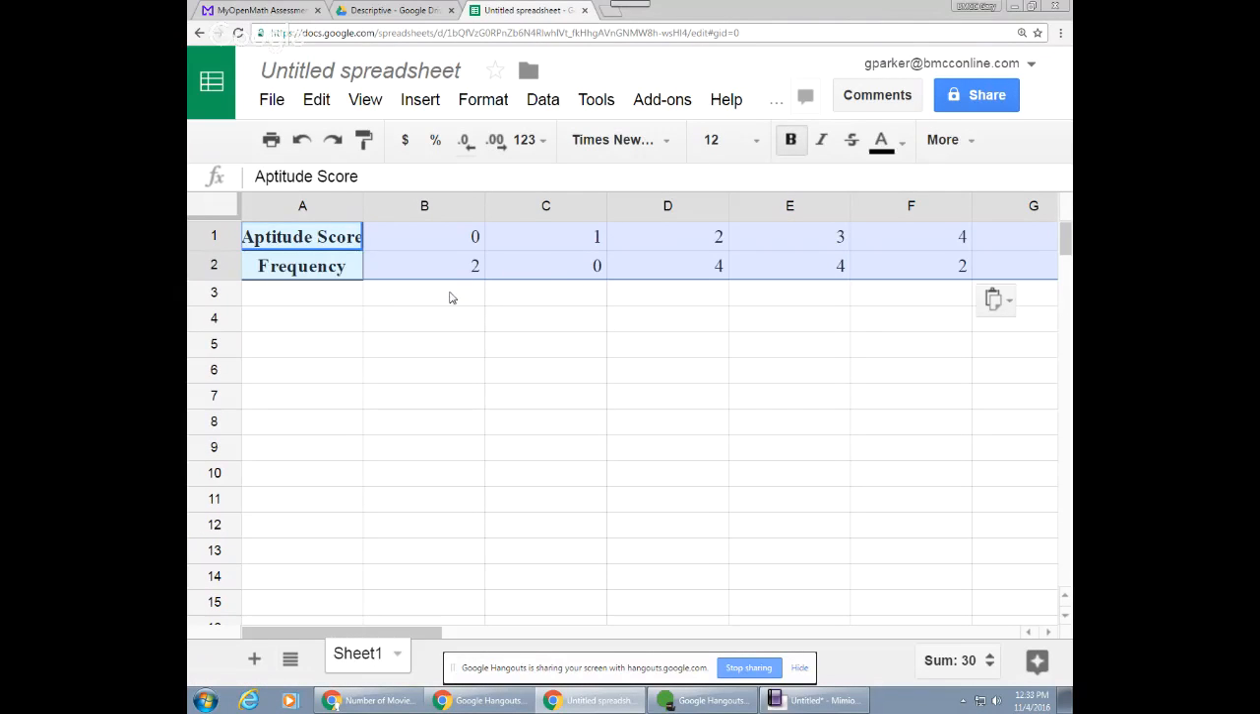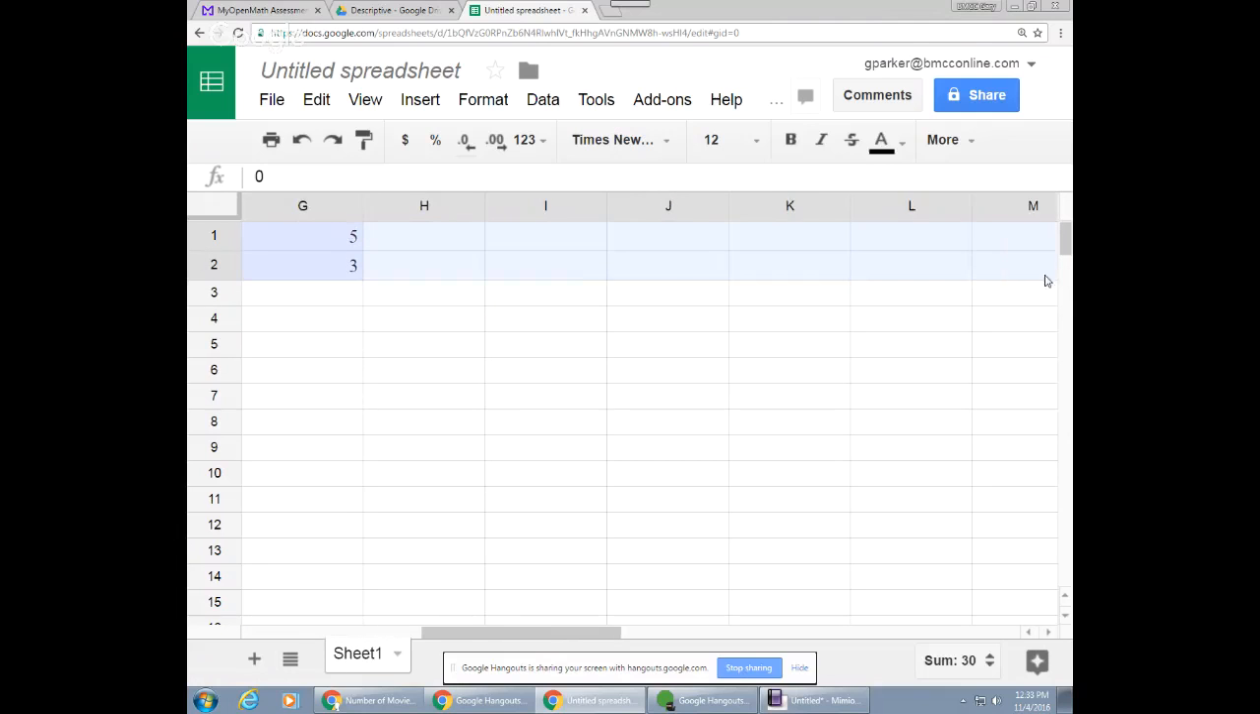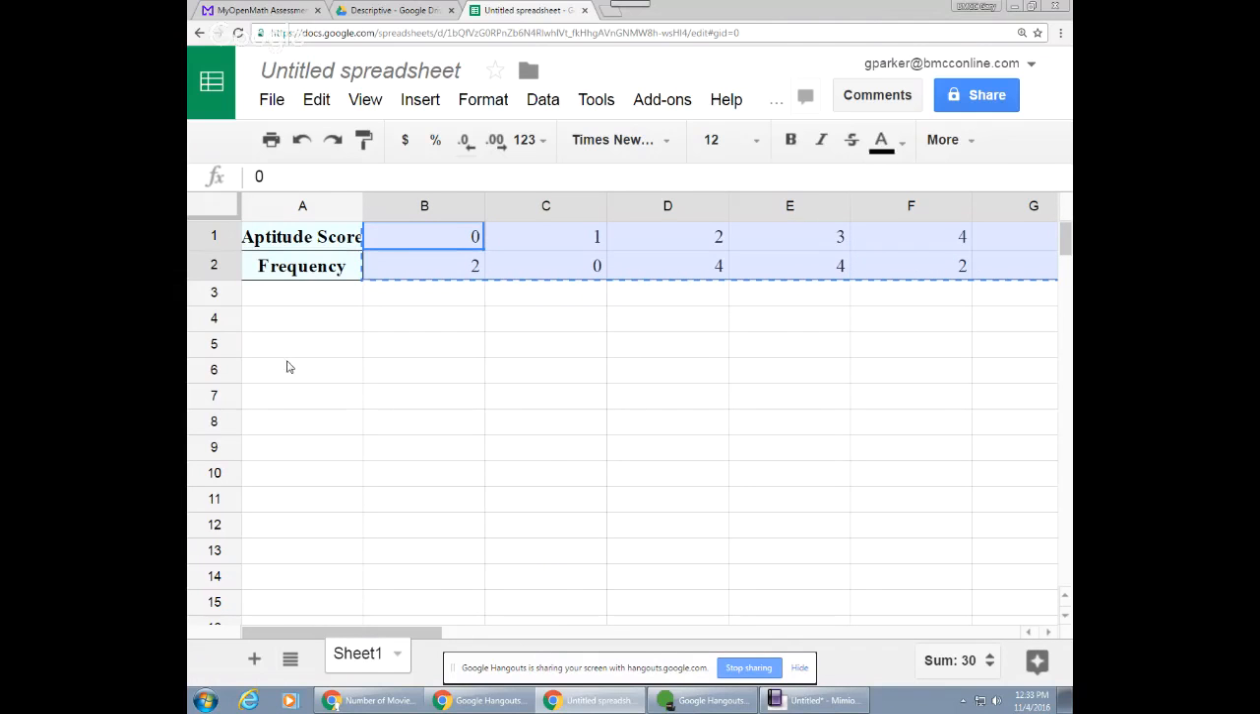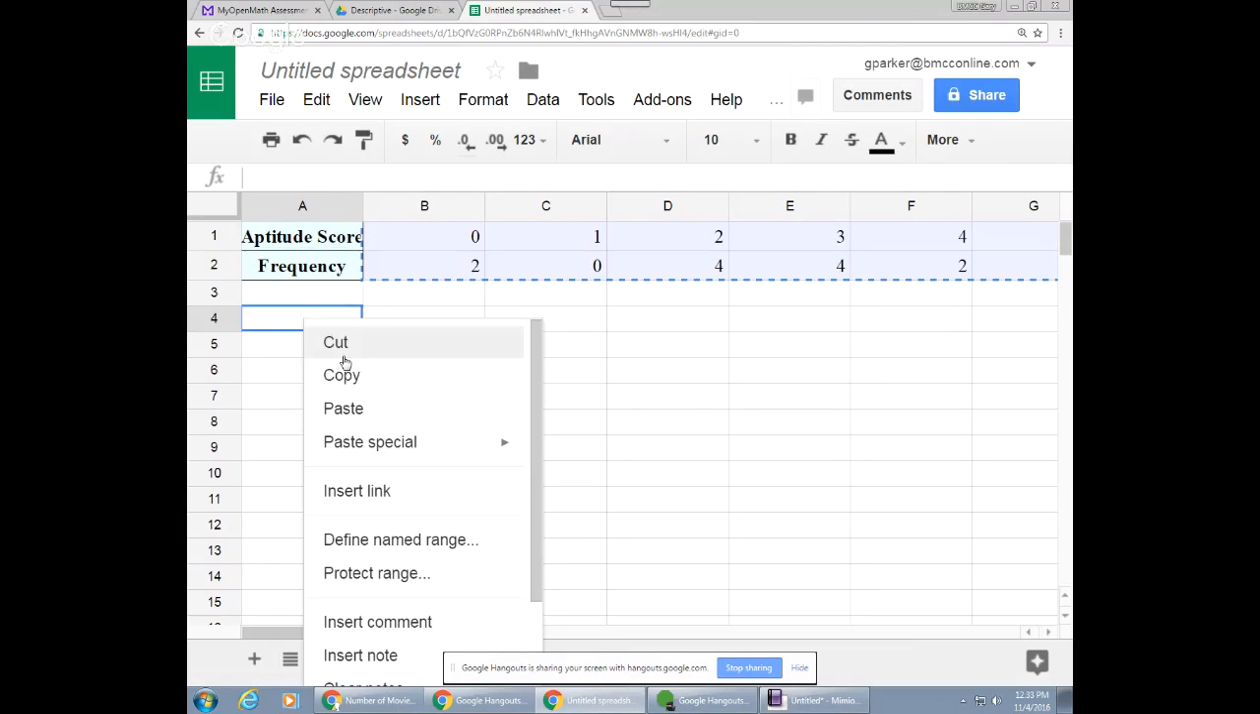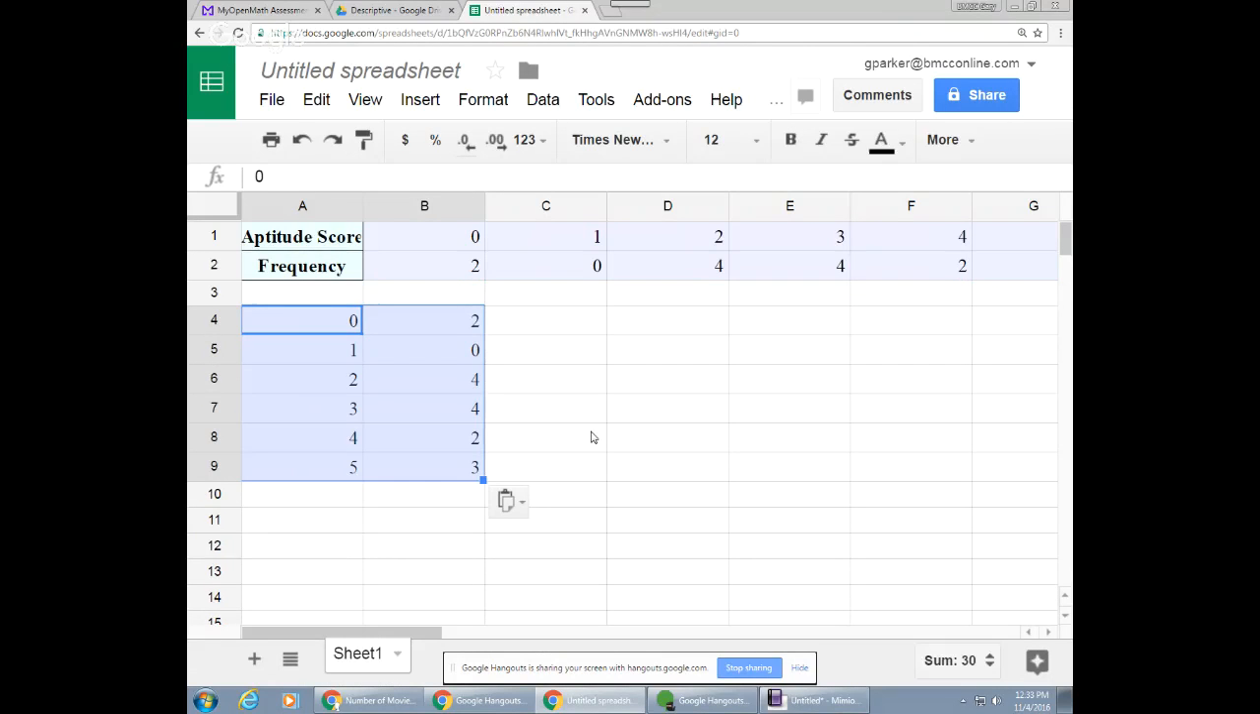Okay, so one thing I'm going to do is take this data and make it go vertical instead of horizontal. I think I can do that here. There it is. Okay, so these are the scores here and these are the frequencies. Somehow that makes me feel better having it oriented that way.